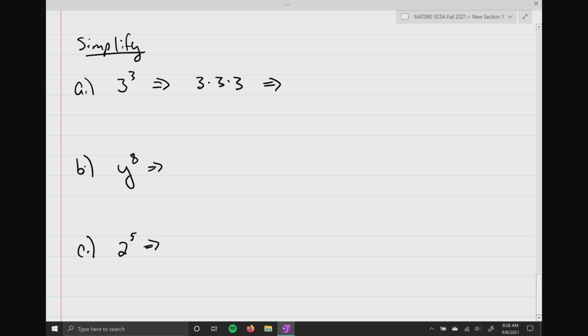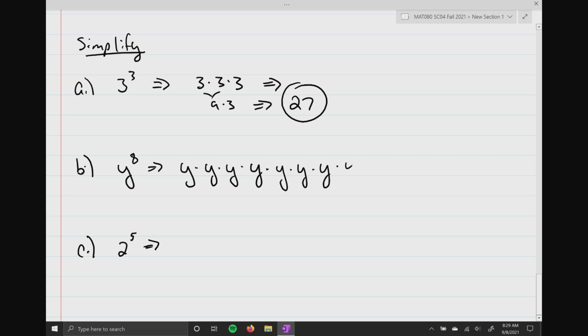Now, the hardest part about this is you literally have to do the math. 3 times 3 is 9. 9 times 3 is 27. That one was nice and easy. Part B is even easier. Y to the 8th. Well, you have no idea what y is, and that's fine. But what you do know is y to the 8th means y times y times y times y times y times y times y times y. So y multiplied 8 times.